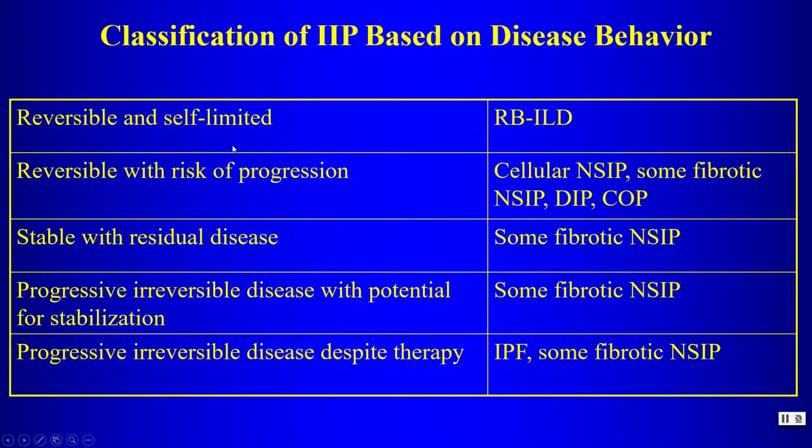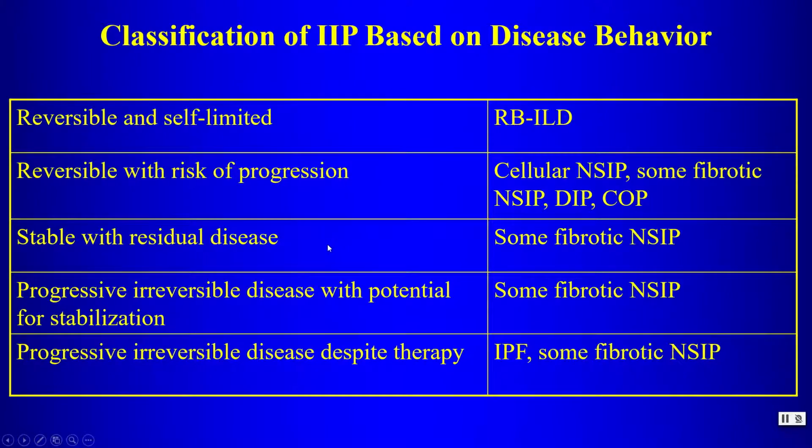So for reversible and self-limited interstitial diseases, here we have RB-ILD. This is related to smoking. If the patient stops smoking, then this can get better. Reversible with some risk of progression. We can see this in cellular forms of NSIP and some fibrotic forms of these other diseases.